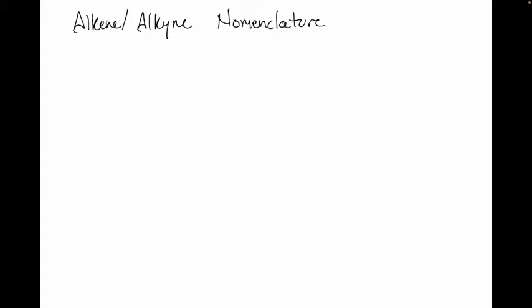Okay? So first, let me just give you an example. I'll do two. All right, actually the first thing I want you to do, take this and turn it into a bond line structure. I gave you this long drawn out Lewis structure. Make sure that you can turn it into a bond line structure.